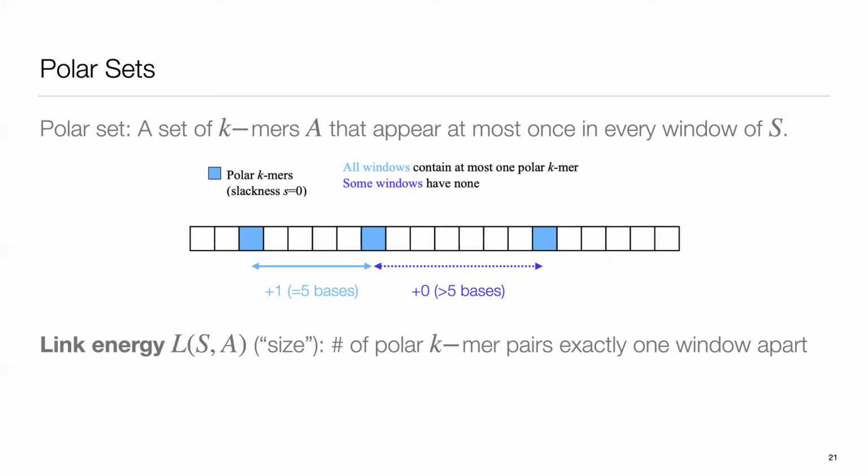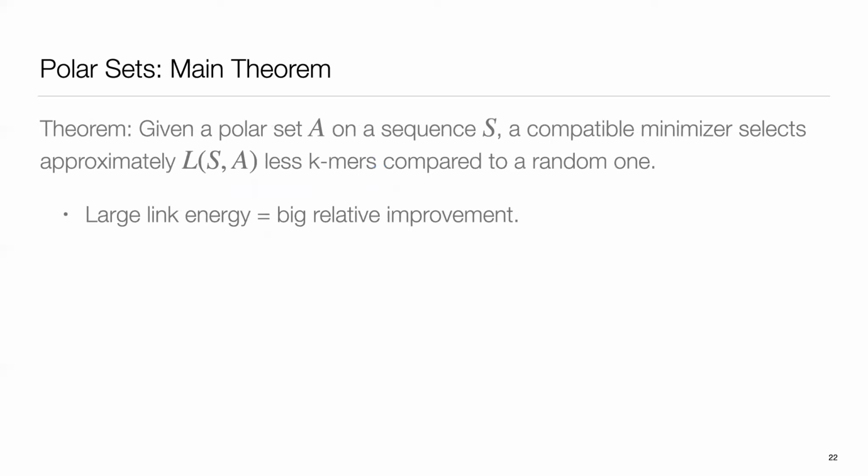So how do we use link energy? The main theorem of the paper says that if I have a polar set A on a reference sequence S, using the same notations, a compatible minimizer compatible with A has specific density approximately L of S, A less than the random minimizer. So if you have a polar set with large link energy, you know that you are getting a good compatible minimizer, because you can do much better than a random minimizer.